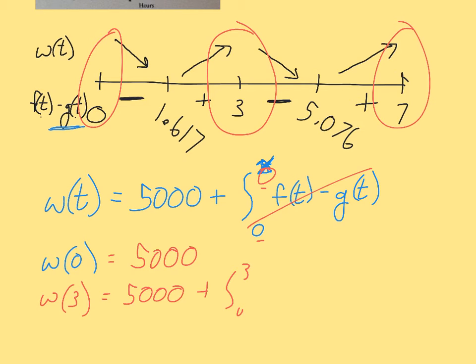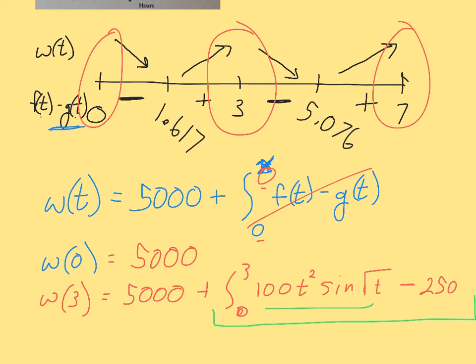Now at 3, I have to take a peek at what my equation is going to be. So I'm going to put in that t squared sine root t. Now up to 3, g is just 250. I already have this in my calculator, so I'm just going to go back to y1, and right at the end, I'm going to put in minus 250. It gives me a little different shape for my graph. That's okay. And I'm going to take this from 0 to 3.